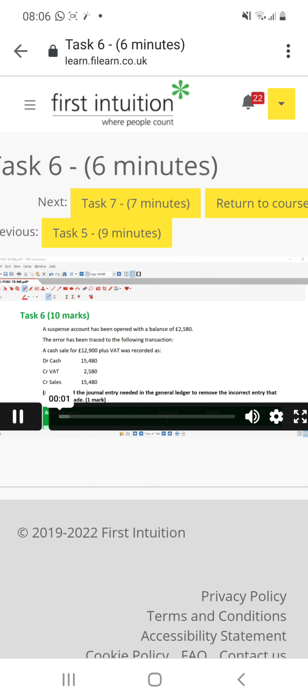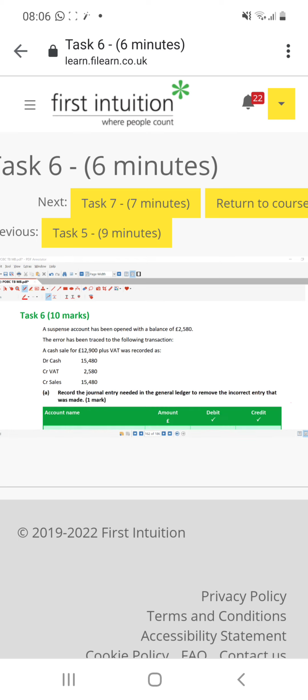In task 6, here we are given a suspense account that's open to a balance of 2580. The error has been traced to the following transactions. So we have a cash sale for £12,900 plus VAT. And how this has been recorded, as we can see just here, is we debited the cash 15480 and credited VAT 2580, but we also credited sales as well 15480.